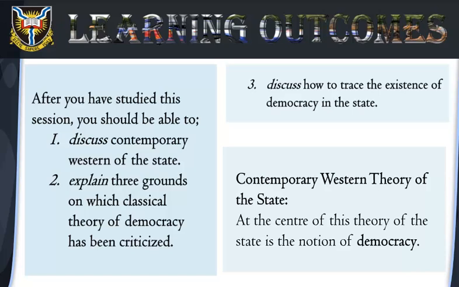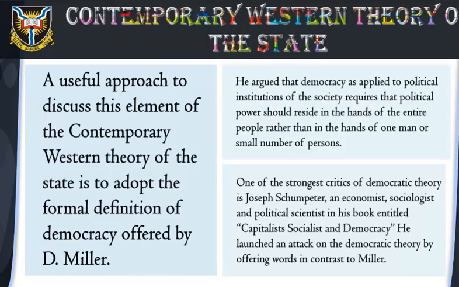Contemporary Western theory of the state. At the center of this theory of the state is the notion of democracy. A useful approach to discuss this element is to adopt the formal definition of democracy offered by D. Miller. He argued that democracy, as applied to political institutions of the society, requires that political power should reside in the hands of the entire people, rather than in the hands of one man or a small number of persons.